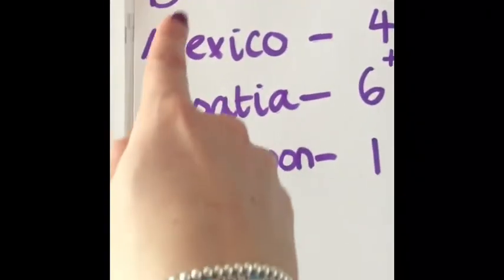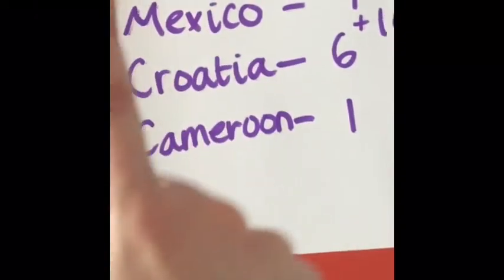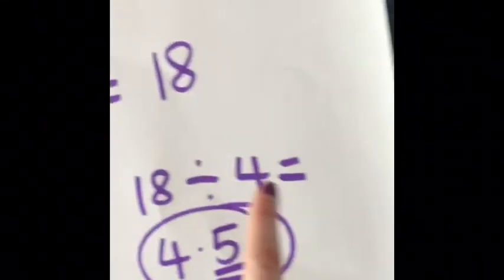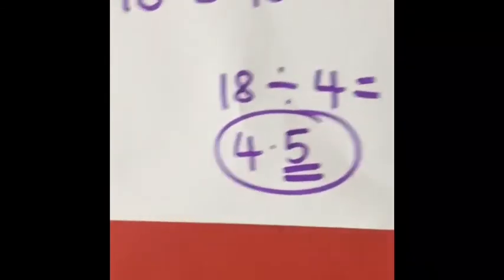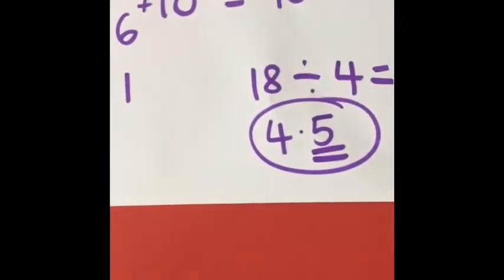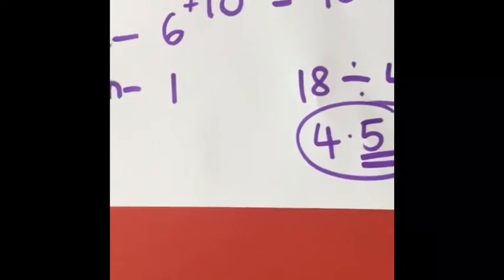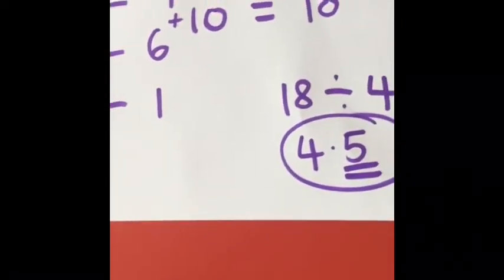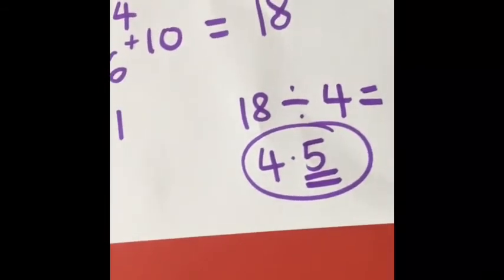There are 4 of them in that group, so I'm going to look at 18 divided by 4. You can see my answer: I got 4.5. Those of you who know 18 divided by 4: 16 is 4 fours, and you have 2 left over. 2 divided by 4 is a half, which is 0.5. So that would be 4.5.